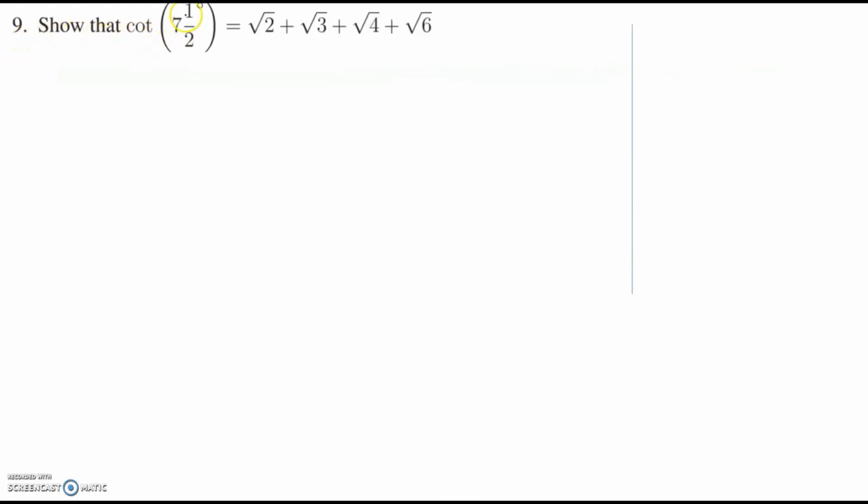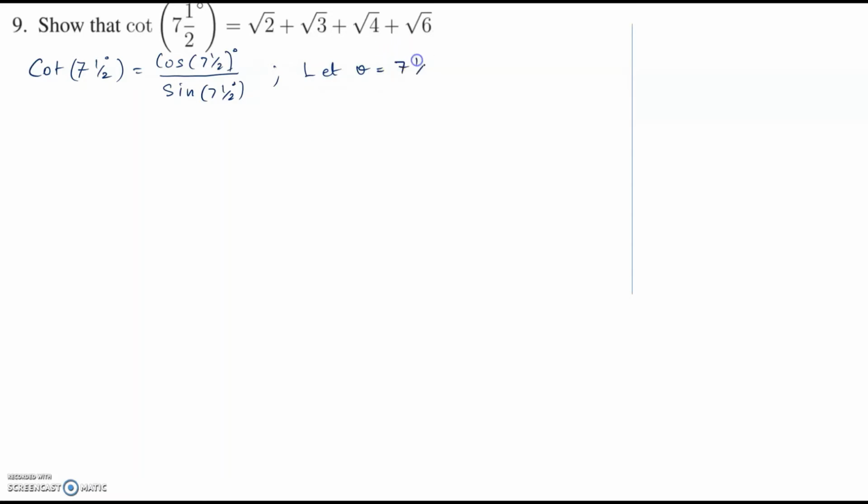Question number 9. Show that cot 7.5° is equal to √2 + √3 + √4 + √6. So let's take the left hand side, which is cot 7.5°, which can be rewritten as cos 7.5° divided by sin 7.5°.